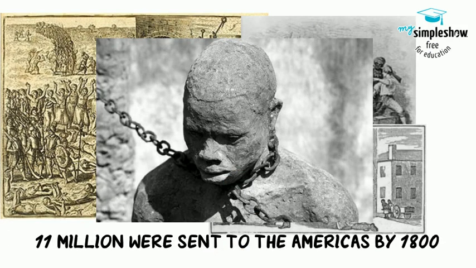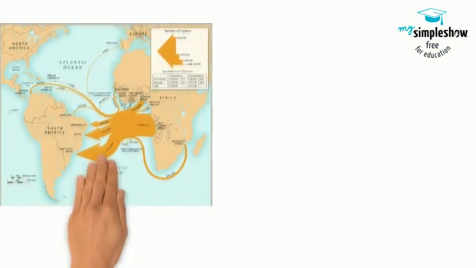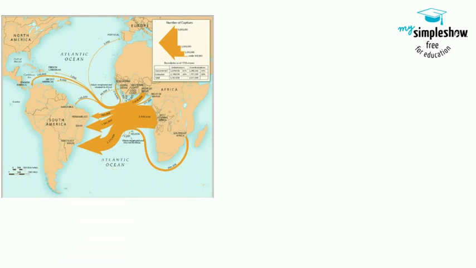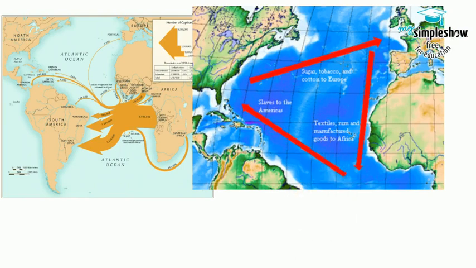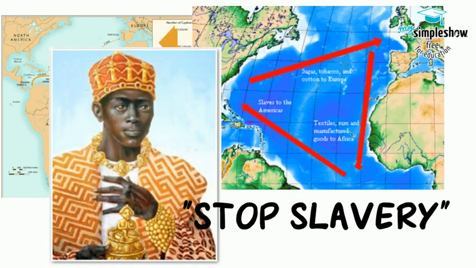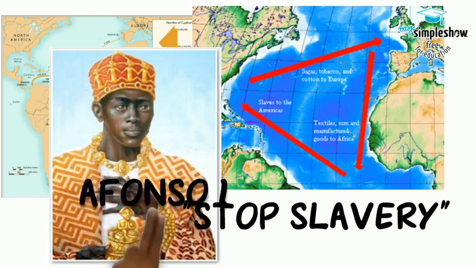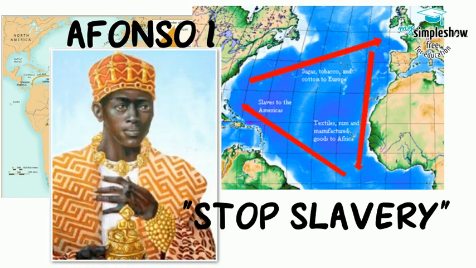By 1800, 9 to 12 million African slaves lived in the Americas. The triangle trade of slavery became the chief economic engine of European power. Many African leaders spoke out, like Alfonso I. He was king of Congo who had lifelong ties to Europe, having been converted to Christianity and educated in European schools. He had been advised by Portugal on how to develop Congo into a better nation.